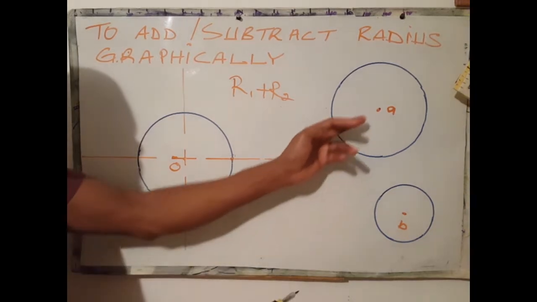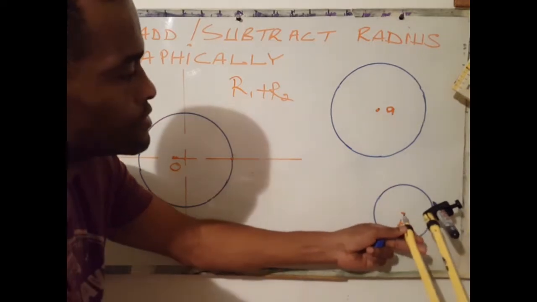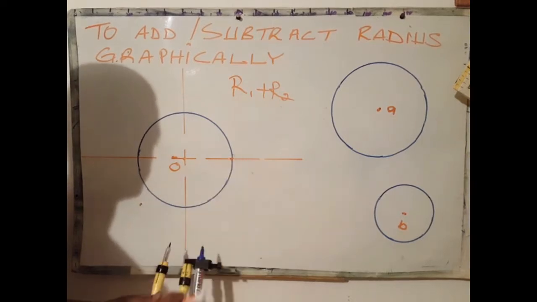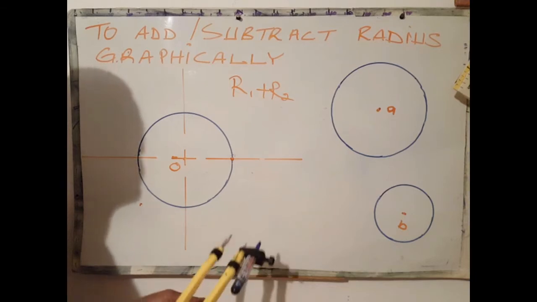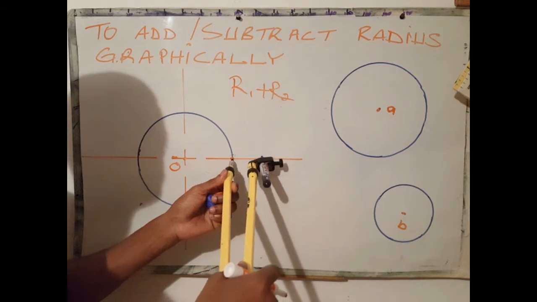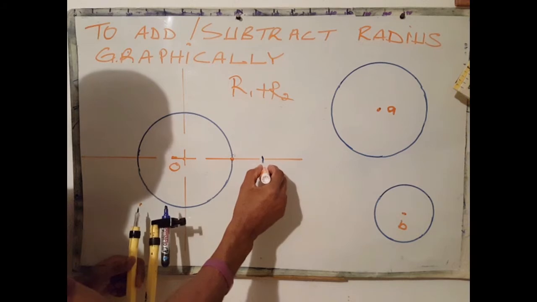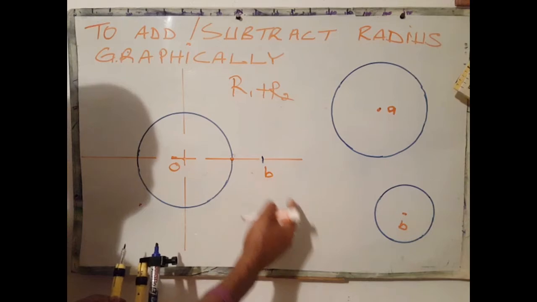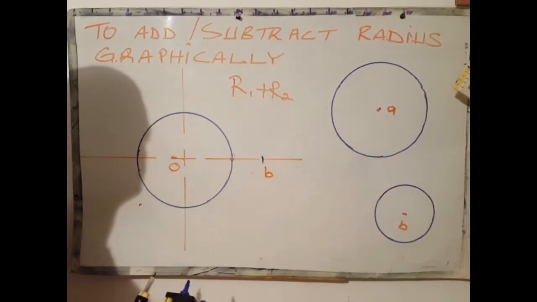If I wish to add these two radius, I would open my compass from B to the circumference, then using this point as center, I would place my compass here and scribe an arc outside. I will label this point B. O to B now becomes the sum of both radius of circle A and circle B.